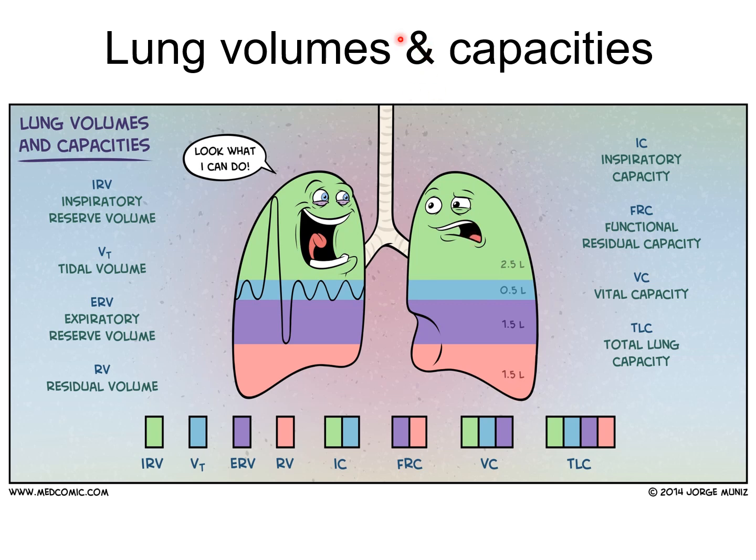So as I said, we can combine a number of these volumes to create different capacities. So we've got inspiratory capacity, functional residual capacity, vital capacity, and total lung capacity. Inspiratory capacity is the maximum volume of air drawn into the lungs after normal expiration. So as you breathe out normally, at the end of a normal tidal breath, you forcibly breathe in as much as you can. So that is vital capacity, that is tidal volume plus inspiratory reserve volume.